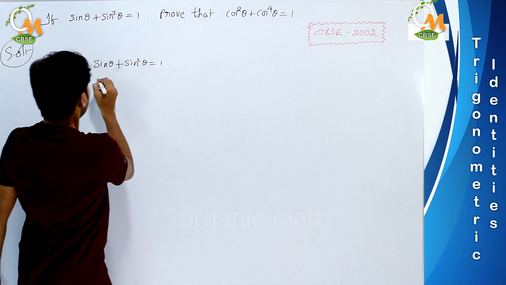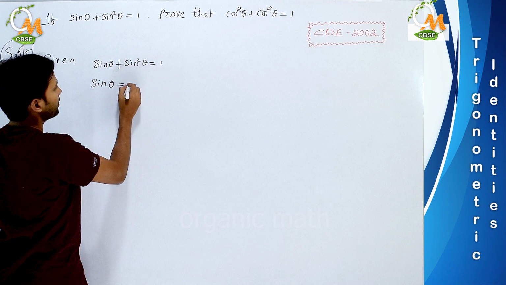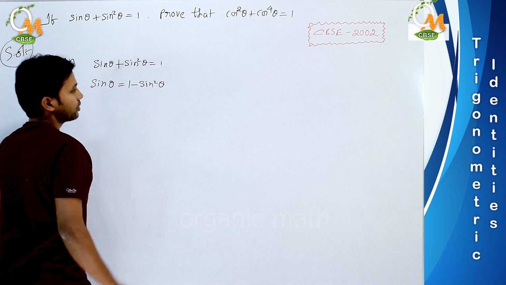Okay, now let us do something. Sin theta equal to, send this sin square theta to the other side, then what happens? Here we get 1 minus sin square theta. So, 1 minus sin square theta.